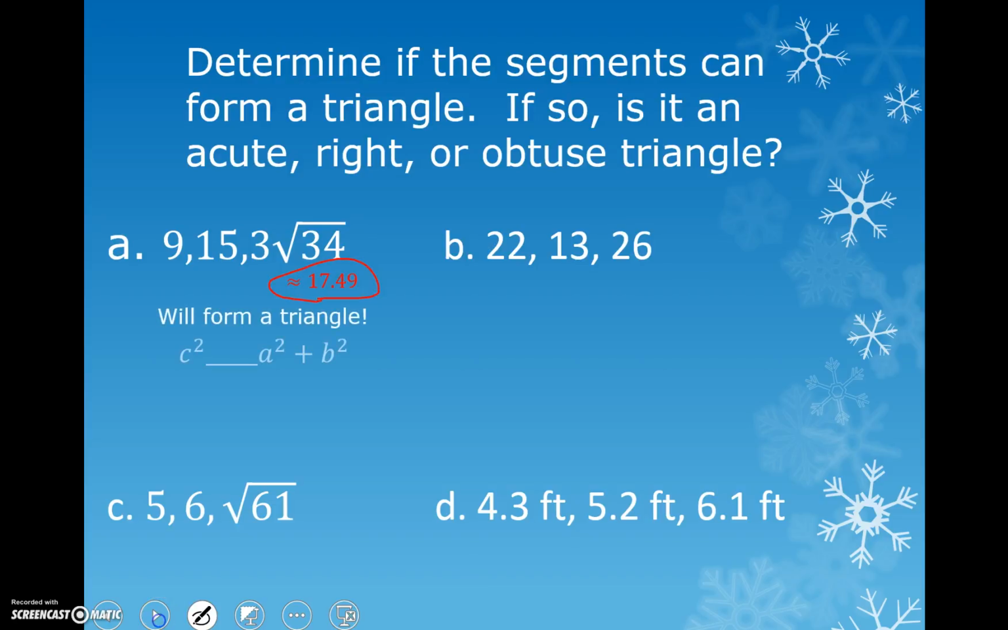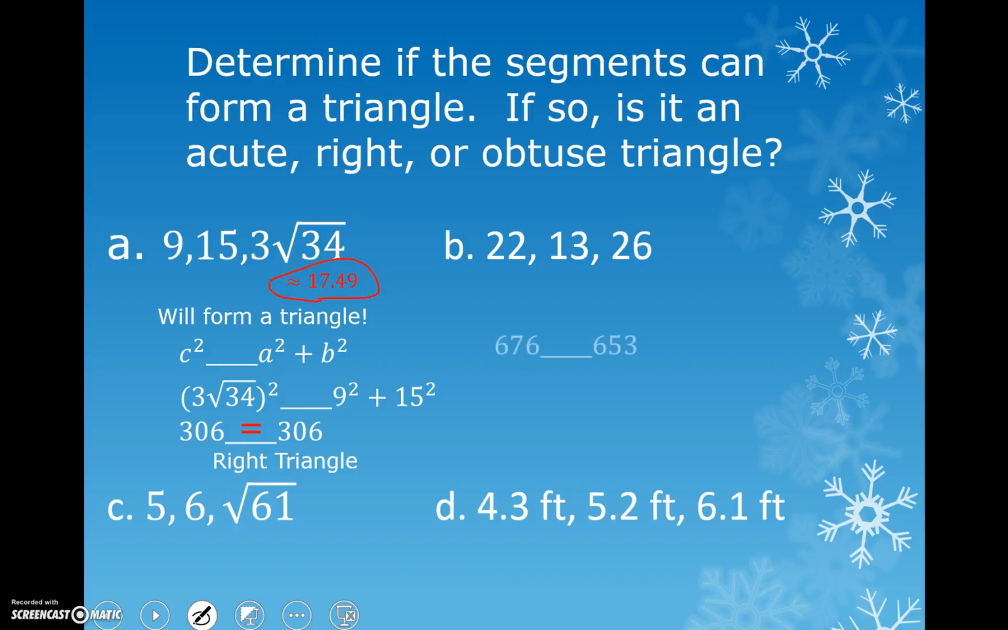Okay, so this forms a triangle, so we substitute it in. 3 square root of 34 squared, and then doing 9 squared plus 15 squared, I get 306 and 306. This is equal, therefore I have a right triangle. And that's the process that you're going to take. Substitute it in and compare the values that we get.